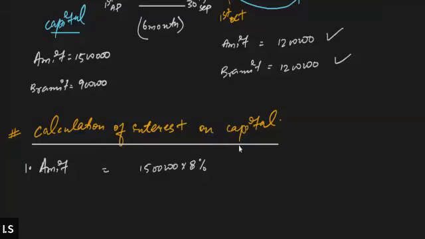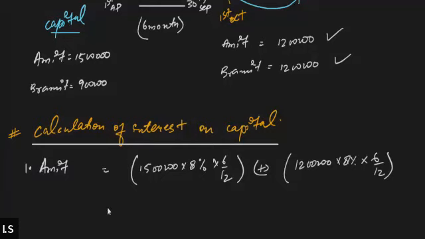So this will be written as into 6 upon 12. We will calculate 6 month interest on 15 lakh, and then we will charge interest on the new capital balances the partners have decided to maintain, that is 12 lakh, into 8% on this amount for the 6 month period only. Once you calculate it, you will get 15 lakh into 8%. 8% of 15 lakh will be 1,20,000, and into 6 by 12, that means 60,000.